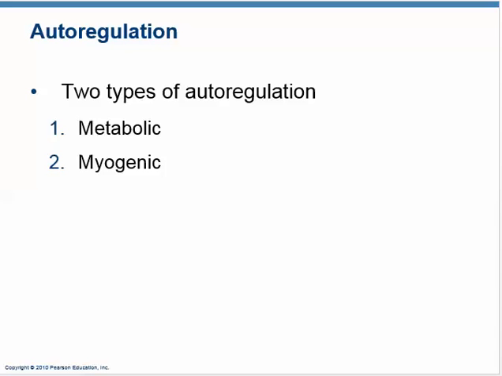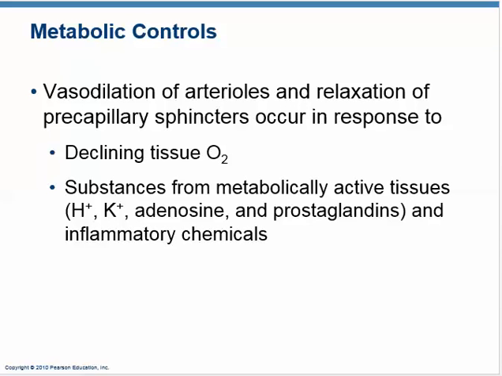Now, the metabolic controls really are about vasodilation and vasoconstriction in response to things that are in the metabolically active tissue. So when the tissue O2 levels go down, that means that you've been using that tissue, you've been making a lot of ATP, and so that means it needs more oxygen. And that will cause vasodilation of those arterioles, and open the precapillary sphincters so that more blood goes through those capillary beds.